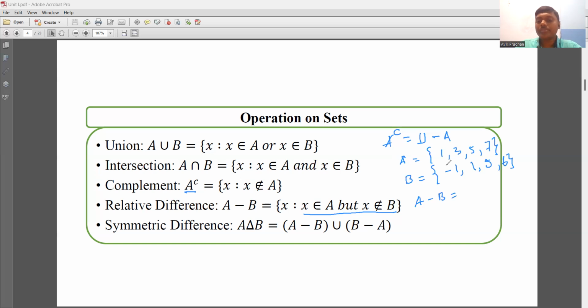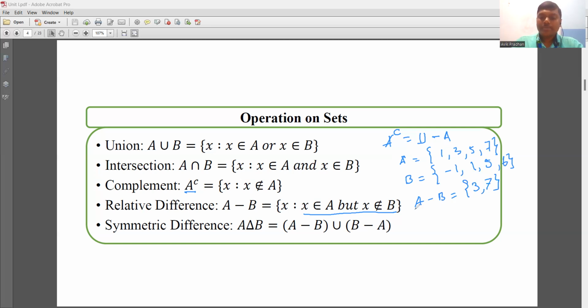A minus B is going to be all the elements which do not belong to B but belong to A. So if I look into this, 1 belongs to B, so in A minus B, 1 should not be there. 3 does not belong to B, so I can take 3 in this set. 5 belongs to B, so I should not take it. 7 does not belong to B. So these will be the elements in A minus B.